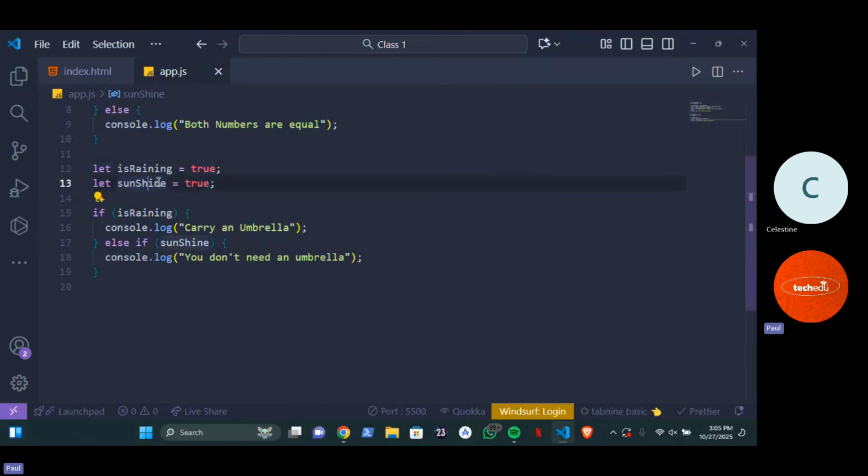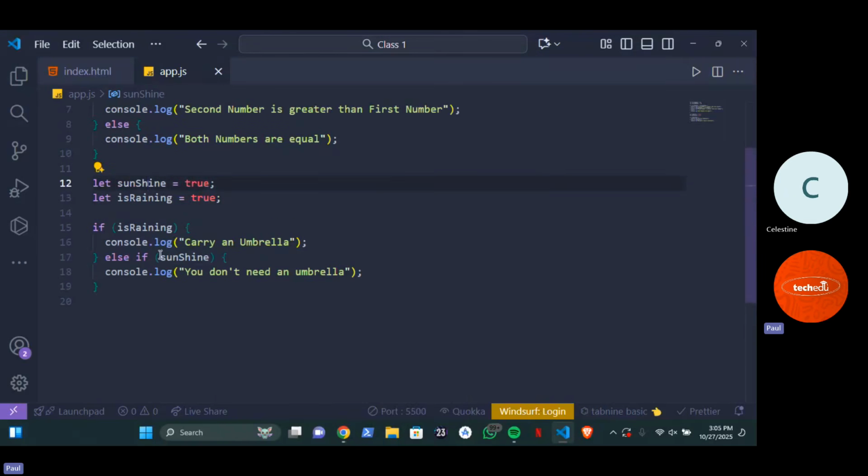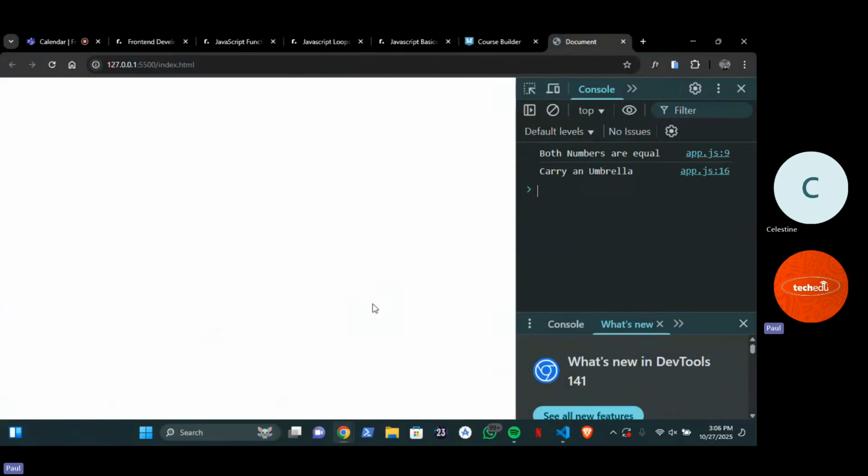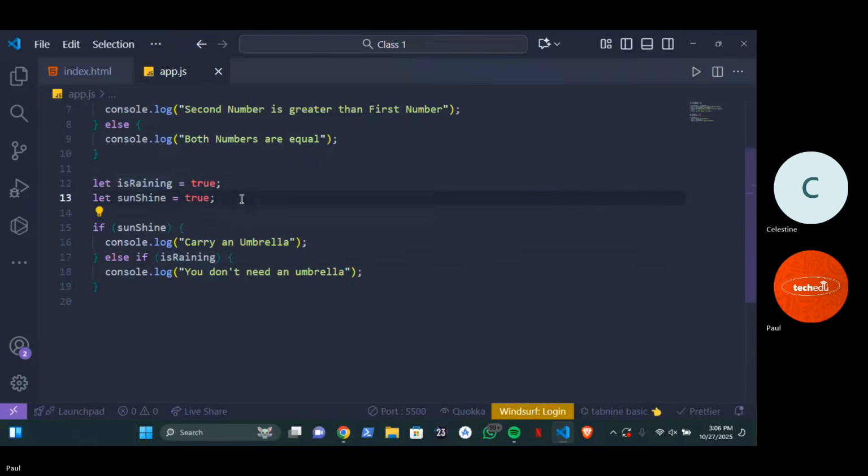This particular one is also true. Now, if I move sunshine up, what's going to happen? If I change here to sunshine and I change it to it's raining, what are we going to have? You don't need an umbrella. Okay, I did not change the right one. That's true. All right, but you understand what I'm trying to say.